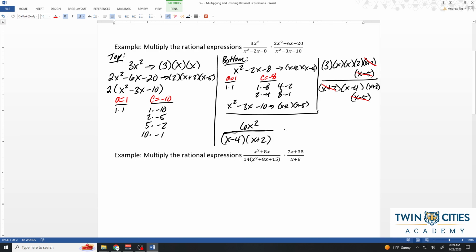But I have to say that x cannot be, what would make this 0? Well, 4, because 4 minus 4 would be 0. So x cannot be 4. x cannot be negative 2. Then I look at the things that we divided out. I've got another x plus 2, but I already took care of that with this one. And I've got an x minus 5. What would make that 0? A positive 5. So my answer here is 6x squared over x minus 4, x plus 2, but x cannot be 4, negative 2, or 5.